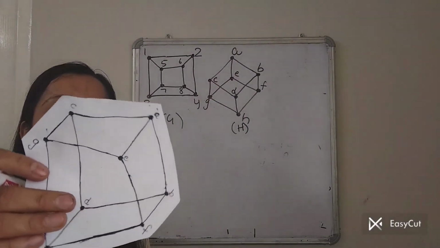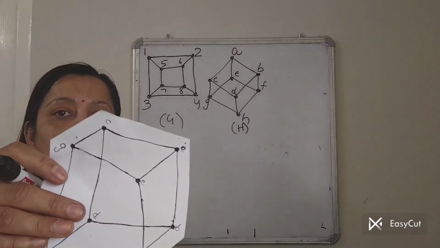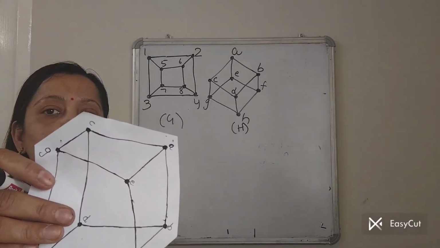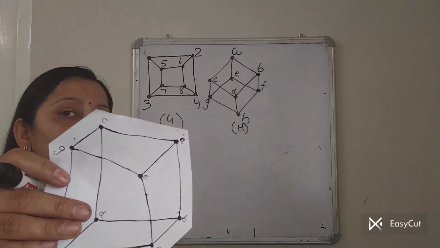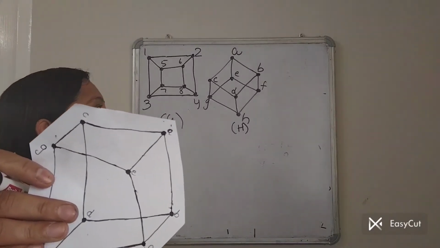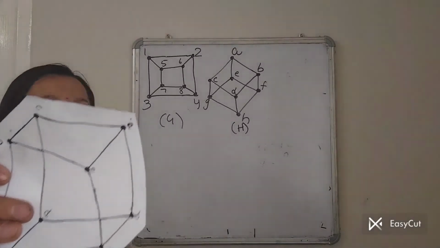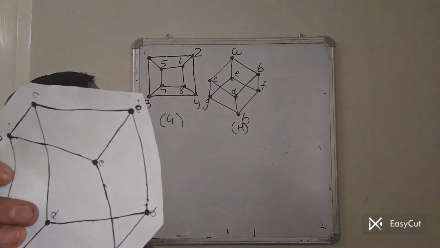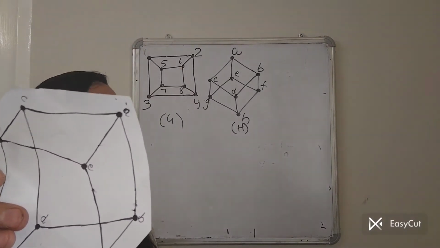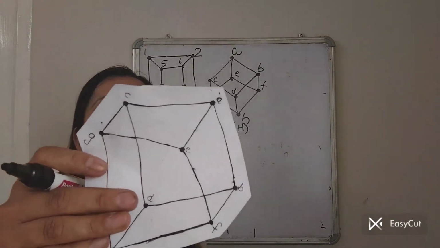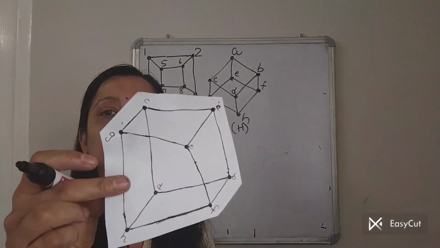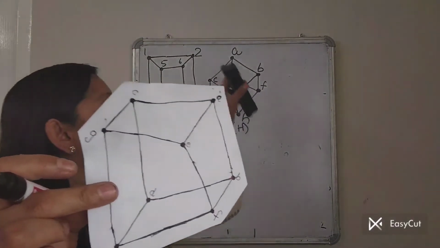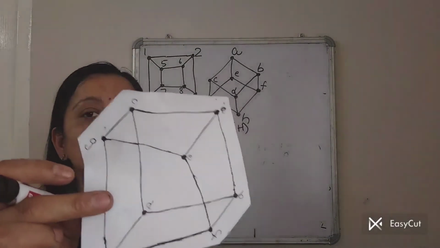Now if I flip it like this, can you see? If I flip it like this, then you have a graph where AB is on top and CD and then EF and GH. I get a cube. Can you clearly see my vertices in the cube? This cube has vertices A, B, C, D, E, F, G and H.